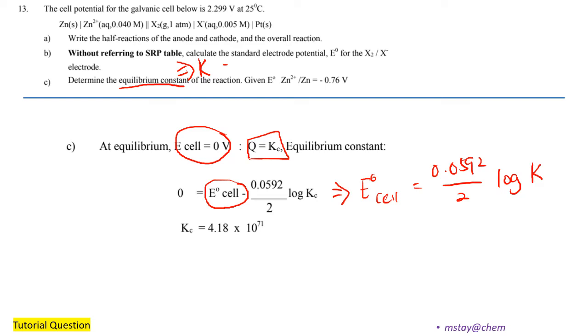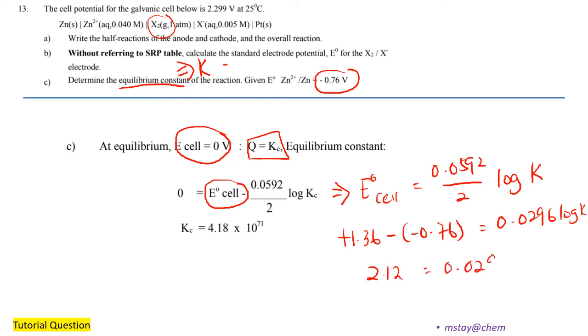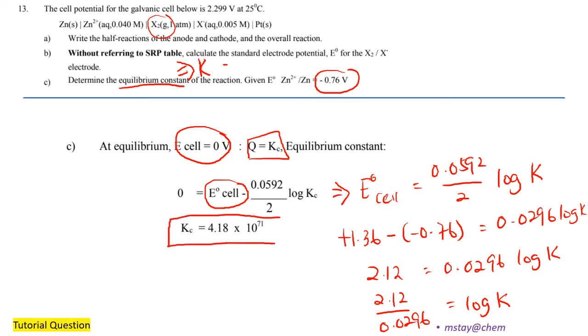So what is the value of E naught cell? E naught cell is equal to E naught cathode minus E naught anode, the older sibling minus the younger sibling. So the older one is chlorine gas, which is positive 1.36, minus the zinc, the younger one, which is negative 0.76, equal to 0.0592 over 2, which after pressing the calculator equals 0.0296 log K. So 2.12 equals 0.0296 log K. From here you do 2.12 over 0.0296 equals log K. Then you take the anti-log, and you will get the answer for K as 4.18 times 10 to the power of 71.